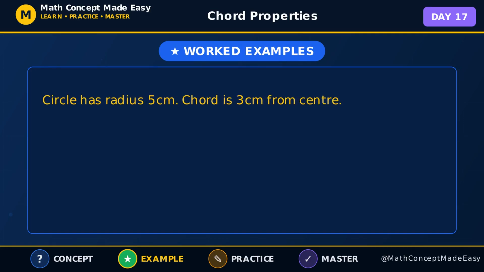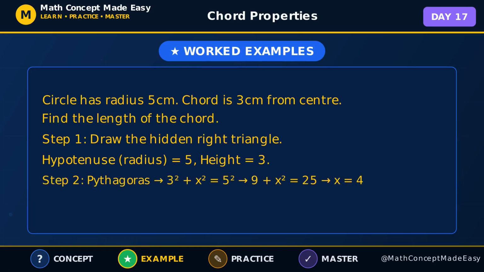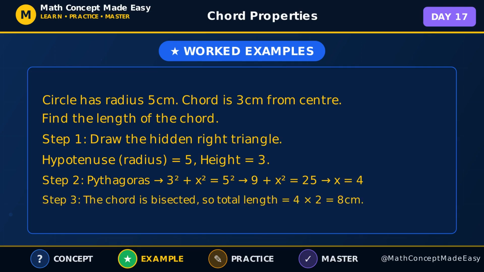A circle has radius 5 cm, and a chord is 3 cm from the center. Find the length of the chord. Step 1: Draw the hidden right triangle. Hypotenuse, the radius, equals 5, height equals 3. Step 2: Pythagoras, which means 3 squared plus x squared equals 5 squared, which means 9 plus x squared equals 25, which means x equals 4. Step 3: The chord is bisected, so total length equals 4 times 2 equals 8 centimeters.